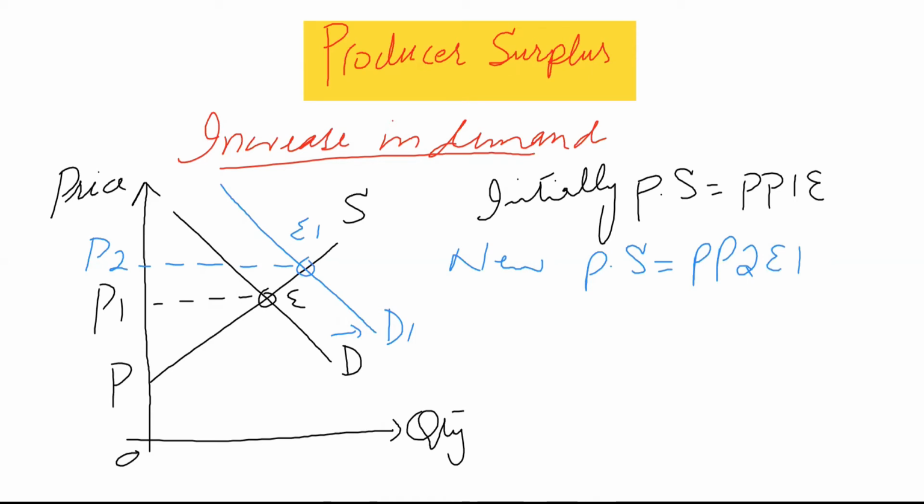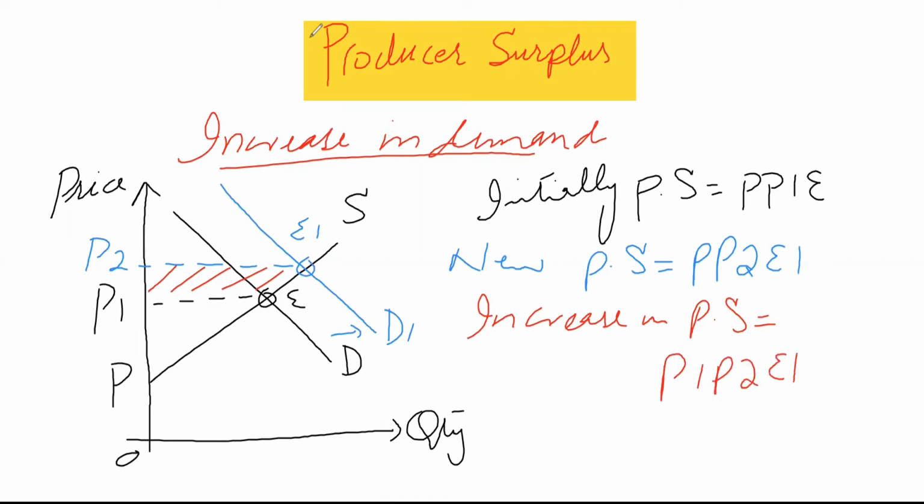So new producer surplus is P, P2 and E1, and we can see that there is increase in producer surplus, and the increase in producer surplus is equal to the shaded area, and this increase in producer surplus is equal to P1, P2, E1 and E, and this area is technically known as trapezium. P1, P2, E1 and E is the area of trapezium, and trapezium is calculated mathematically using formula 1/2 into height into sum of parallel sides.